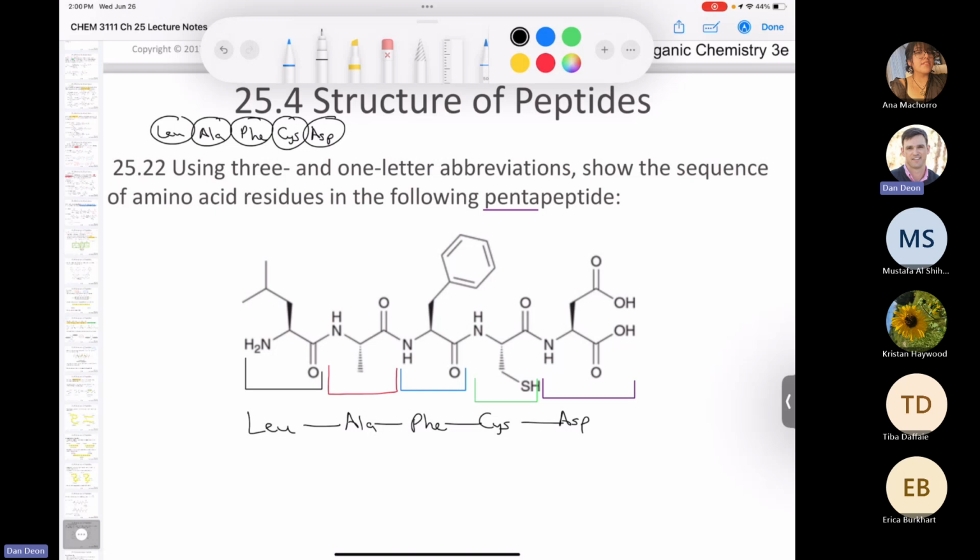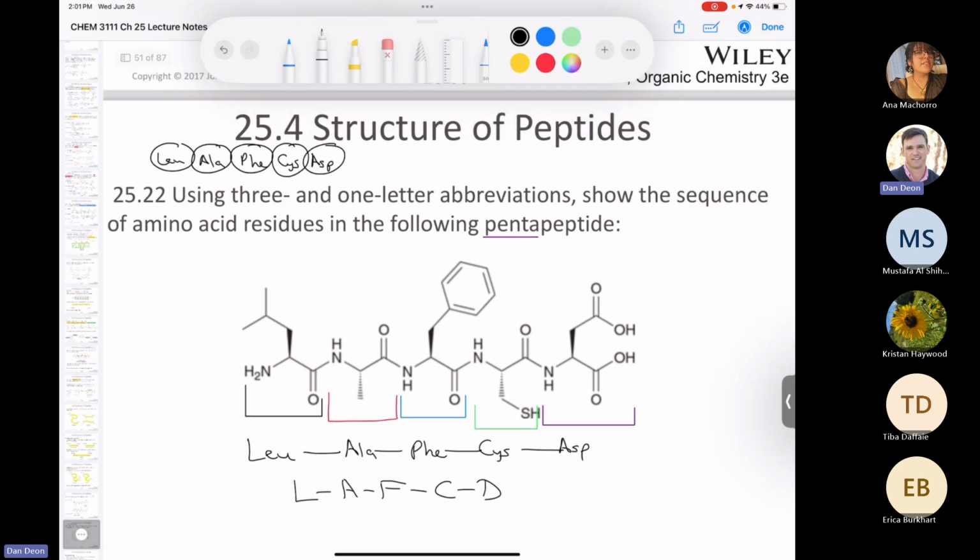But if you really want to be fancy, then you could just use the one-letter abbreviations, which would be L, A, F for phenylalanine, which is kind of funny, C for cysteine, and then aspartic acid is D. It's kind of a weird one there, but there you go. So we have leucine, alanine, phenylalanine, cysteine, and aspartic acid as the 5 amino acids.